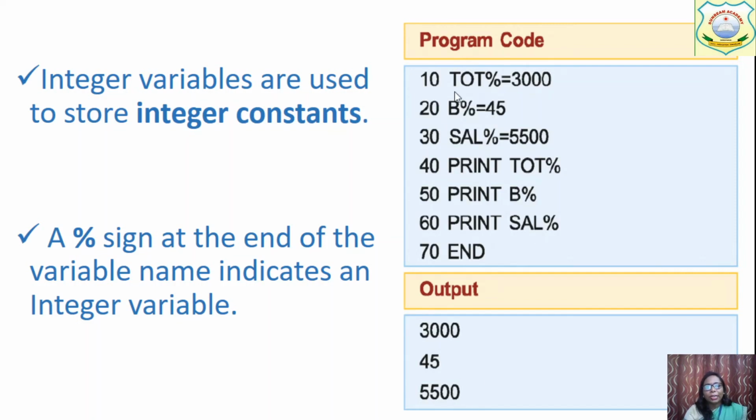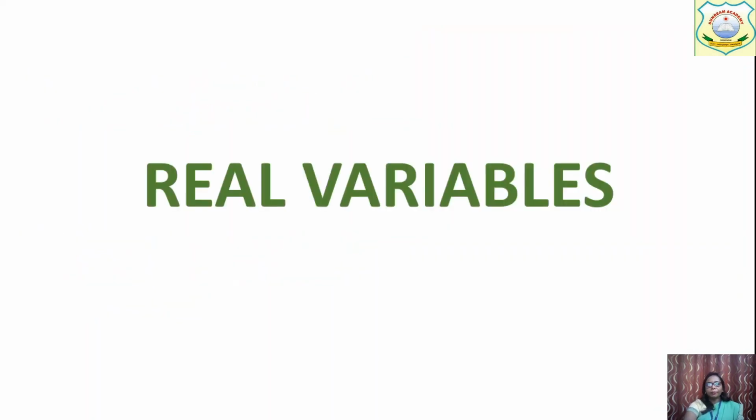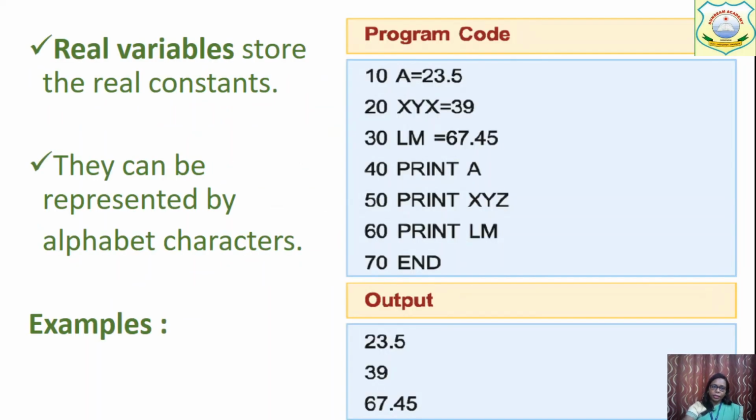So these are the integer variables. Integer variables are recognized by the percentage sign at the end. Okay, and we can store numeric integer values or integer constants in it, and we can do mathematical calculations on it. Okay, now next we have the real variable.